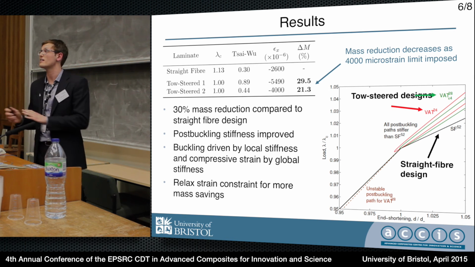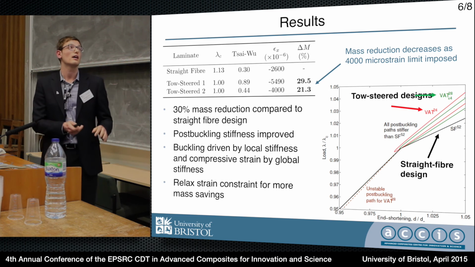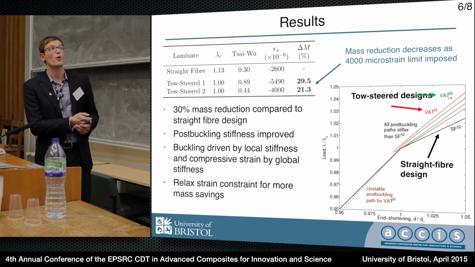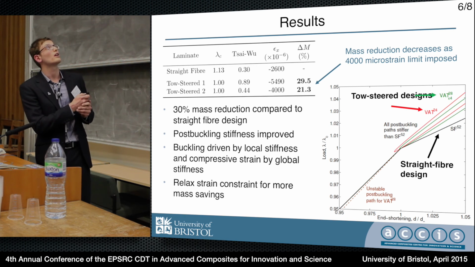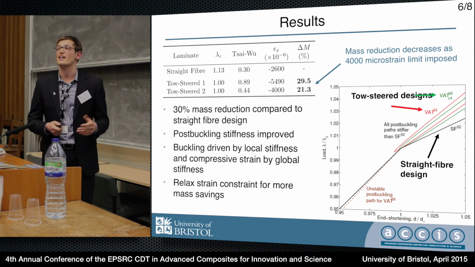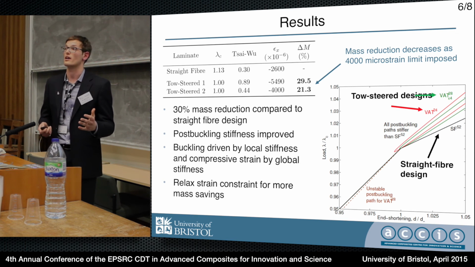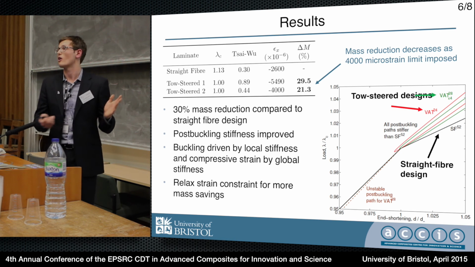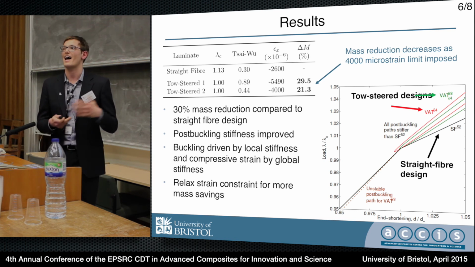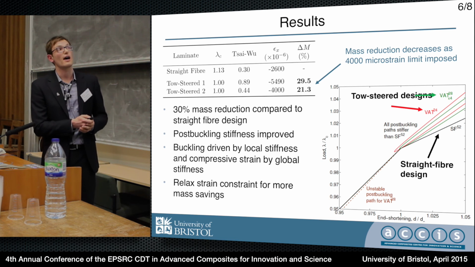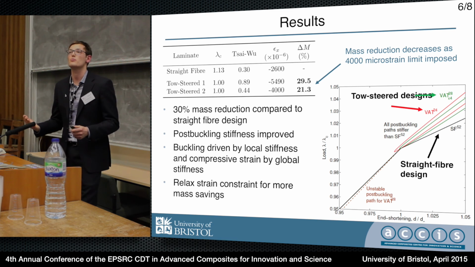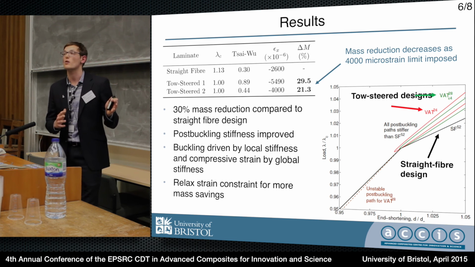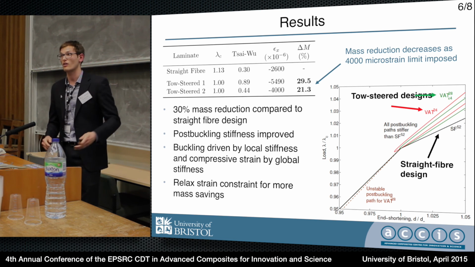Another added effect that I didn't optimize, but that came out of the results, is that the post-buckling stiffness of our two tow-steered optimized results is actually higher than that of the straight fiber design. Classically, upon buckling, the stiffness of a quasi-isotropic laminate is halved in the post-buckling regime, and these two tow-steered designs actually have residual stiffness of 80%. So there's a significant increase in the post-buckling stiffness, which opens up possibilities for using the nonlinear regime in the future.